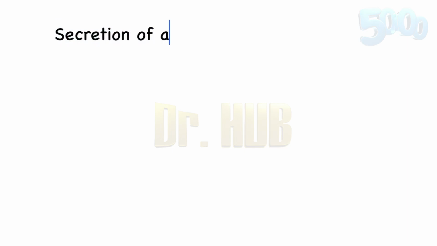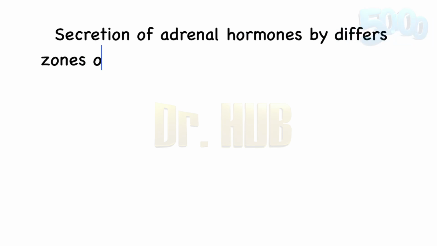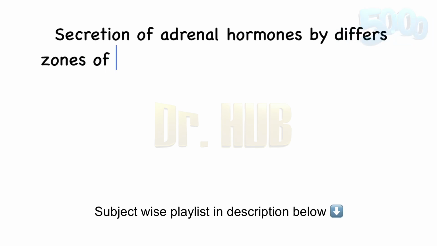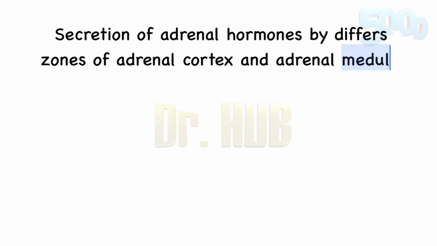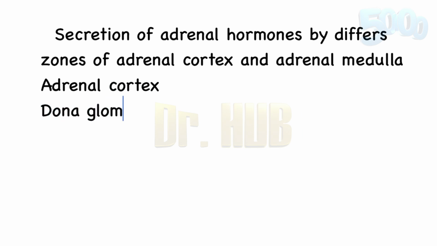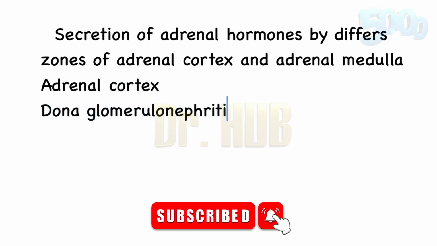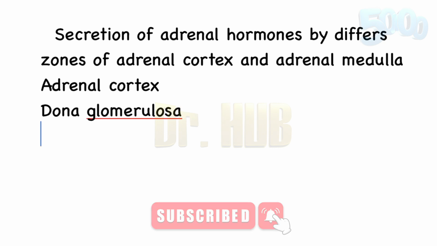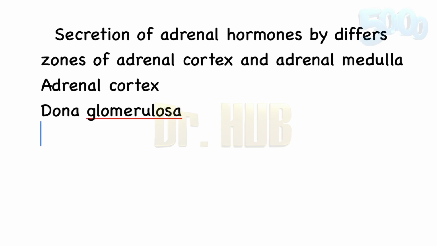Secretion. The secretion of the adrenal hormones, and this is by the different zones of the adrenal cortex and the adrenal medulla. So the first one being the adrenal cortex. So here there is a zona glomerulosa. So glomerulosa contains the mineralocorticoids, aldosterone as well as deoxycorticosterone. So it is known as the MAD mnemonic: mineralocorticoids, aldosterone and deoxycorticosterone.